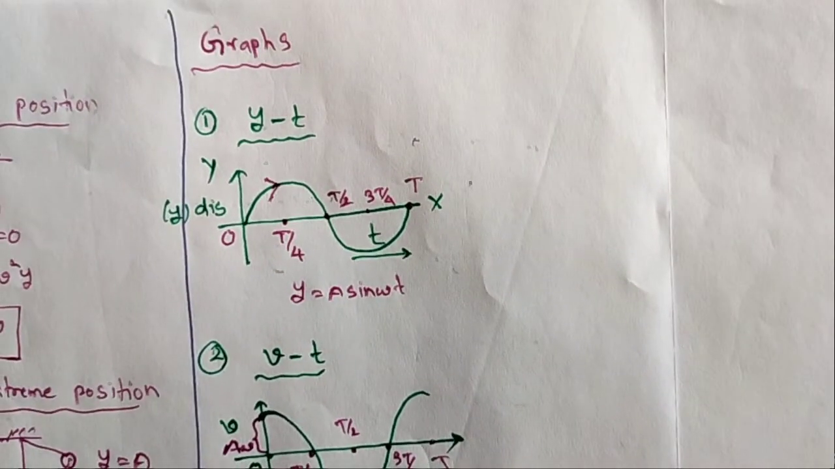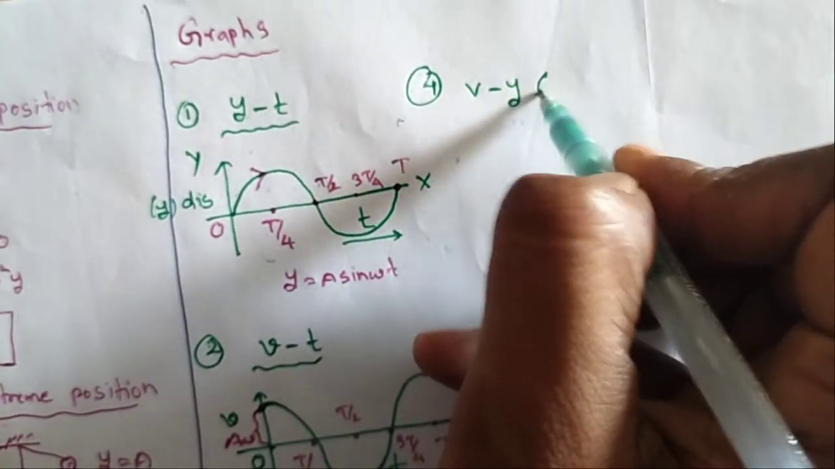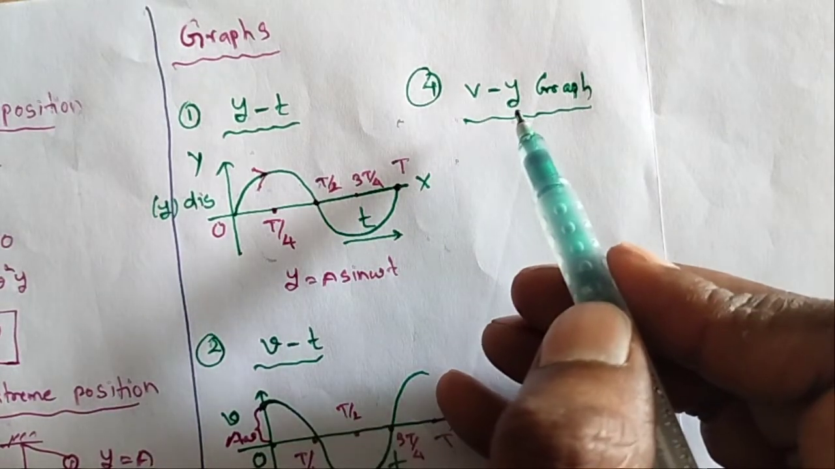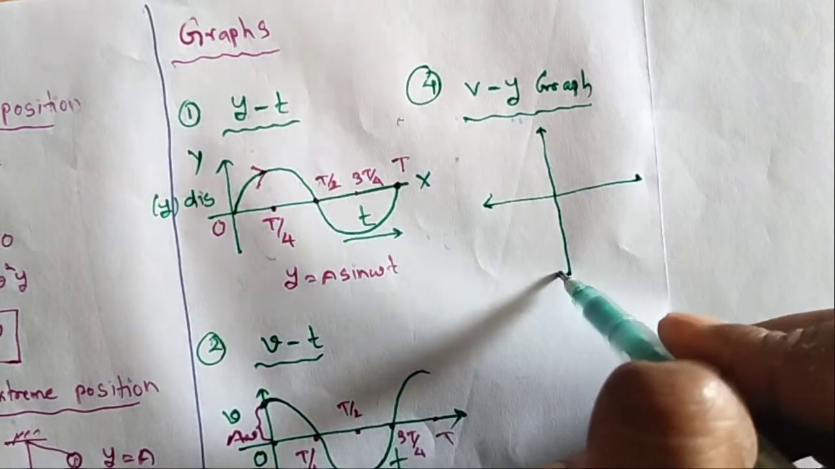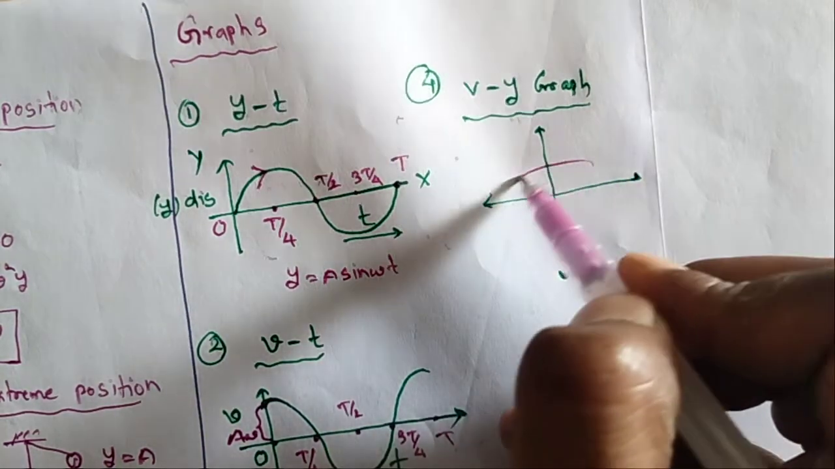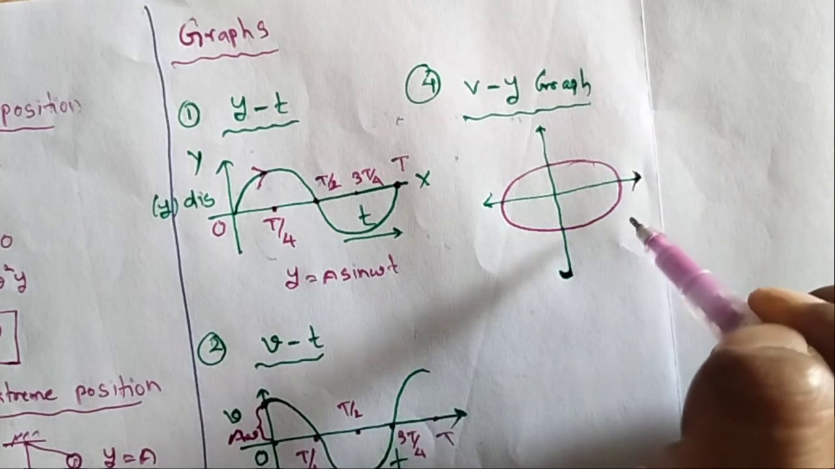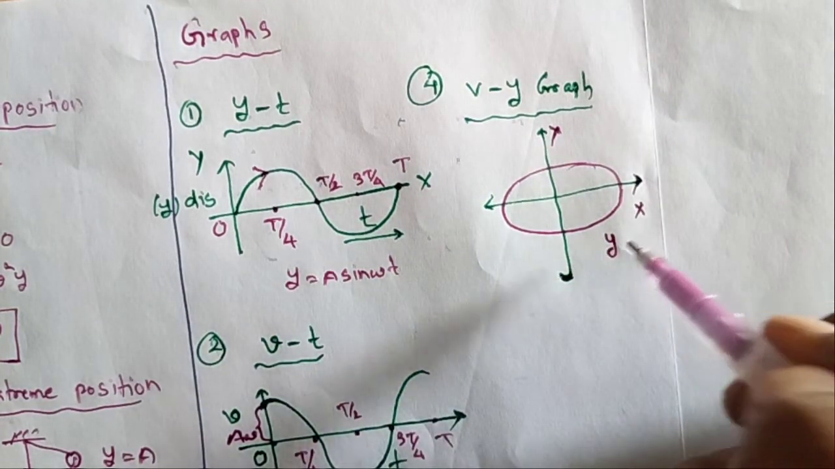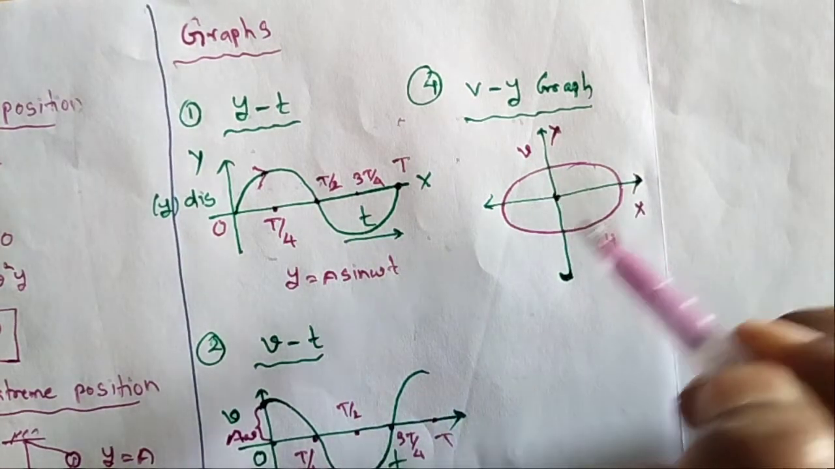So I am taking the fourth graph, the v-y graph. What is the v-y graph? It is the velocity and displacement graph. The velocity and displacement graph is an ellipse. This is the ellipse. Here this is the x-axis and y-axis. On the x-axis I am taking the displacement y. On the y-axis I am taking the velocity. So this is the ellipse shape.